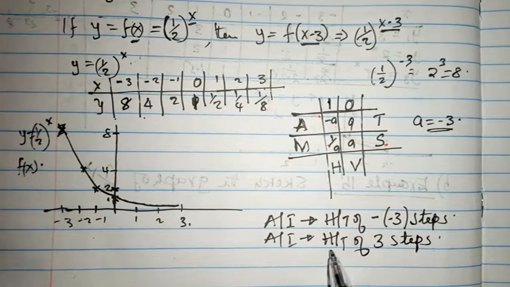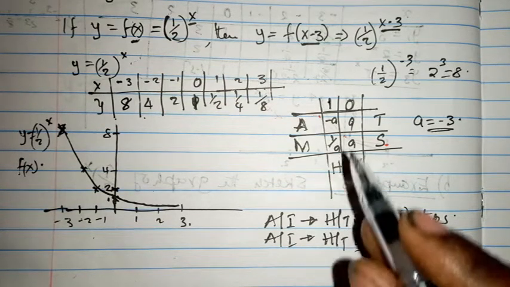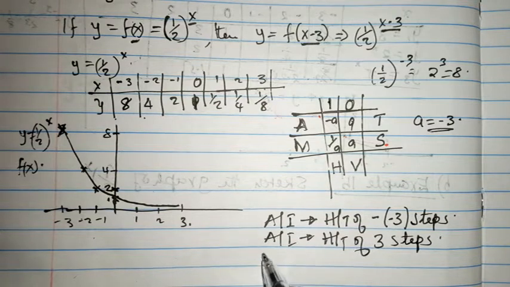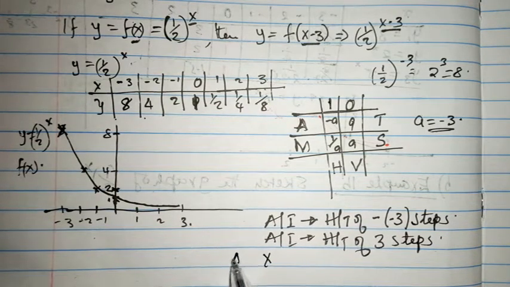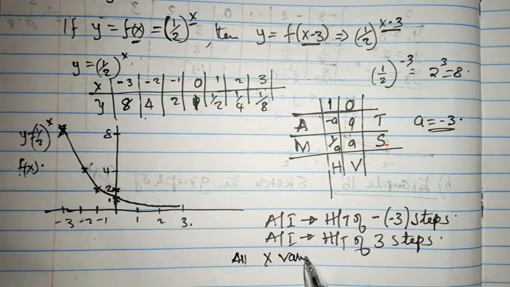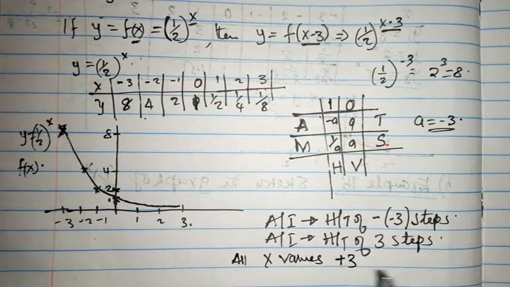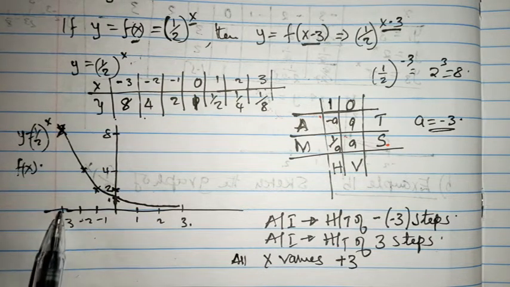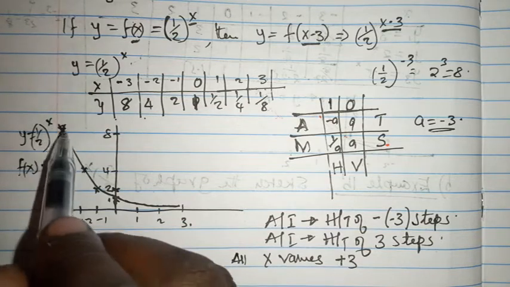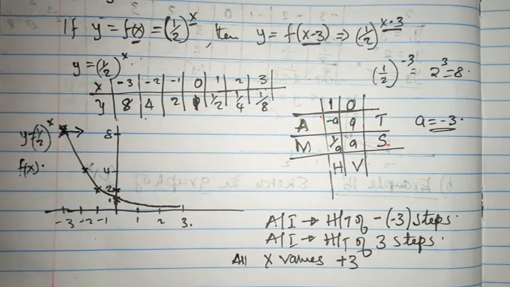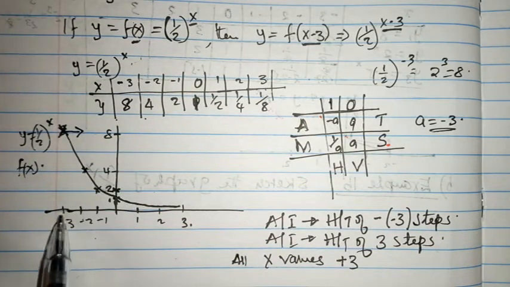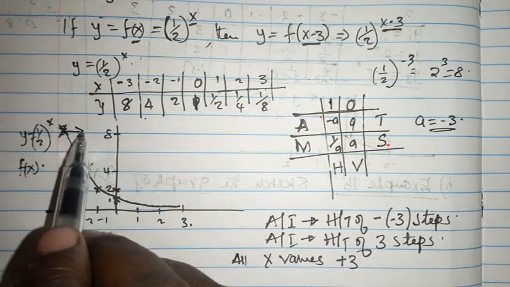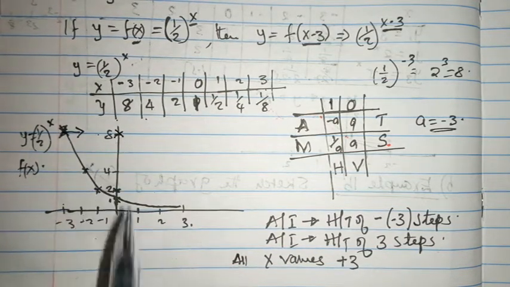This means what? Horizontal means along the x-axis and vertical means along the y-axis. That means all x values are shifted by 3 steps. So even when we are talking about minus 3 and 8, this point walks that way 3 steps. So this is minus 3, minus 2, minus 1, it will land there.